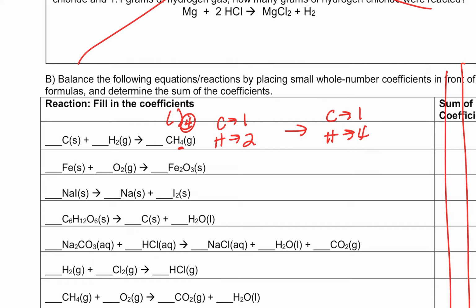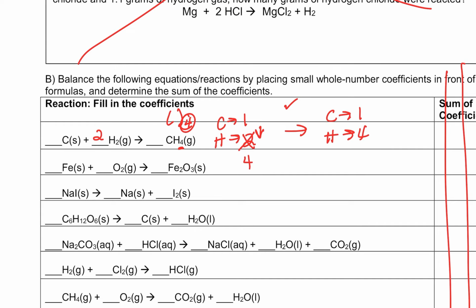Okay, so we look at this. Carbon matches up. I have one on this side, one on this side. This one's good to go. My hydrogens, here I have 2 and here I have 4. So I would have to think, what do I need to do to this side in order to get it to 4? Hopefully you said you just added 2 here, and that would change this 2 to a 4. And that's all you have to do.